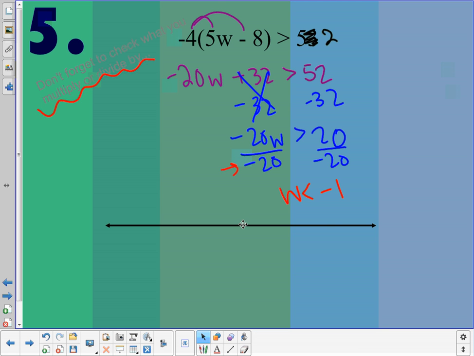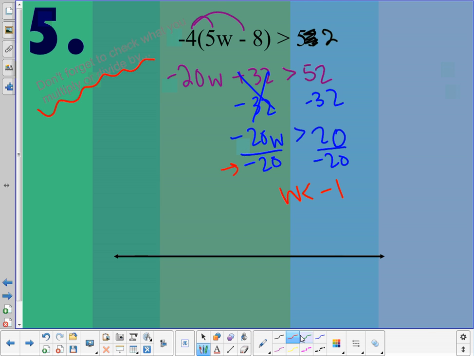So since w is less than negative 1, here's what my graph looks like. I'm going to graph this. It's always a good idea to have 0 on your number line somewhere. That doesn't mean it has to be in the middle, but it should be on your number line somewhere just because it's a good point of reference. So let's say I put 0 right here. I need to count backwards to negative 1, negative 2, negative 3. This one would be up to 1, up to 2, up to 3. And then I need an open circle because I'm not including the value.